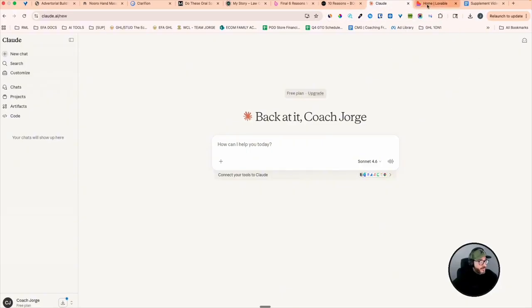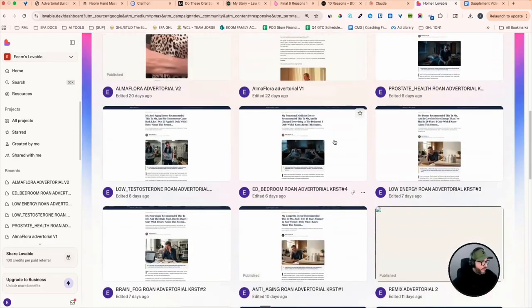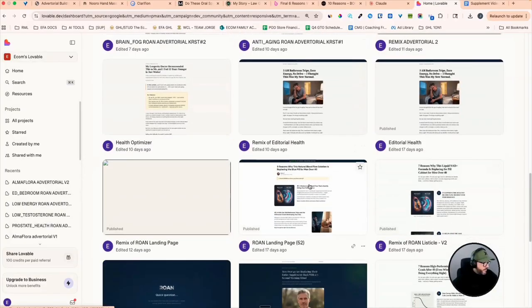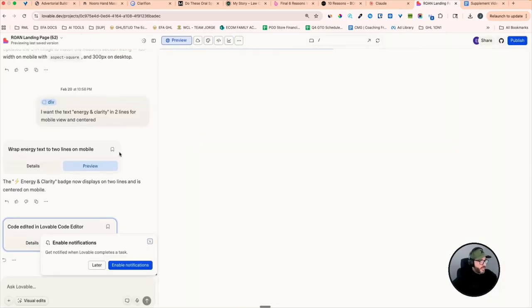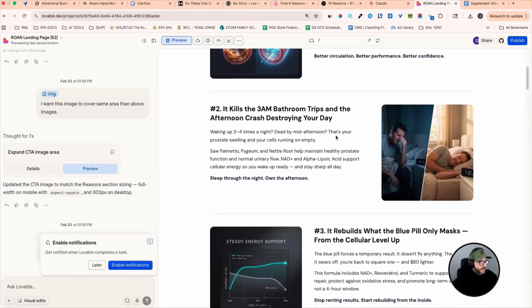Then the other tool that you're going to be using is Lovable. Lovable is necessary as you are going to be building your lander here. Basically, Lovable is going to be your AI for creating the page. As you see here, we have multiple pages. For example, I can show you this one here. Basically, we just provide a prompt, and then it creates the lander for us.